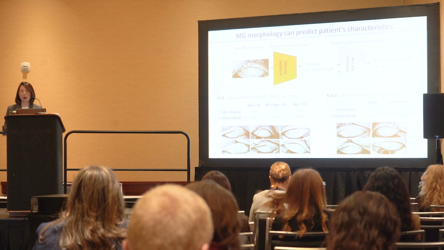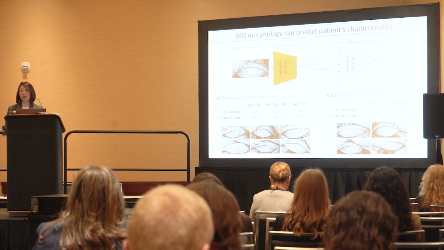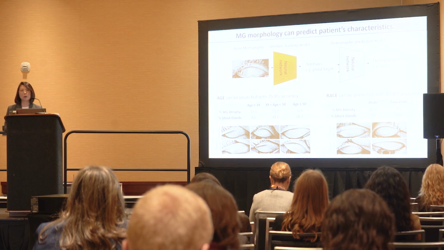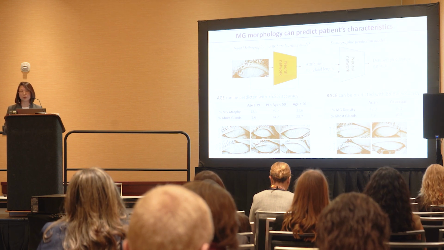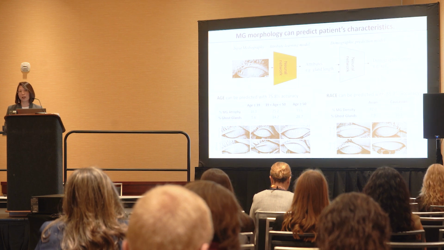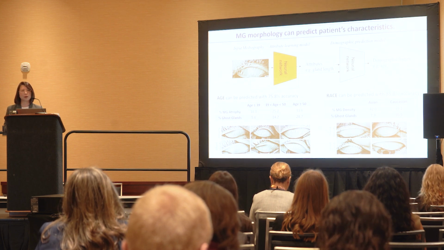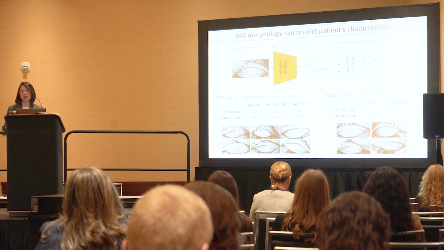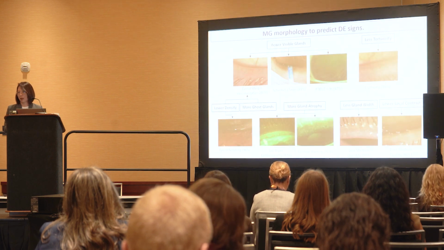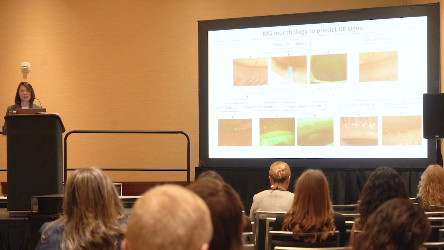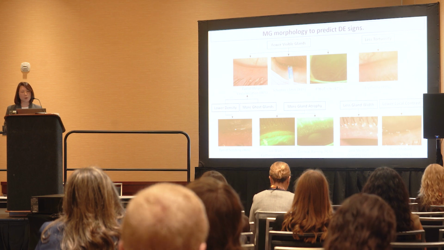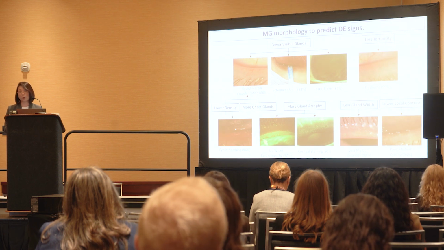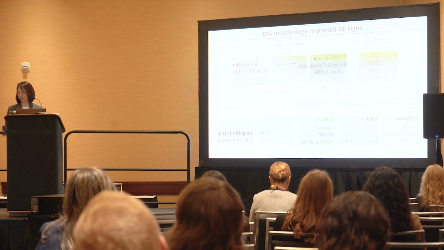Our AI can take meibography images to predict patients' characteristics. So with a simple scan, our AI can put that scan in the correct age group. And it can also tell whether or not this image is coming from an Asian or Caucasian subject. Our AI can also take the morphology images to predict dry eye signs. For example, atrophy can predict the hyperepitheliopathy and also predict corneal staining as an example.